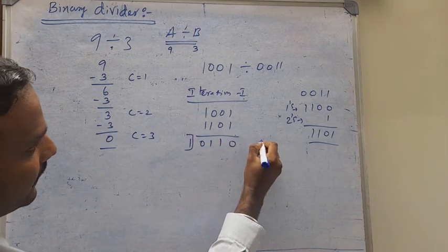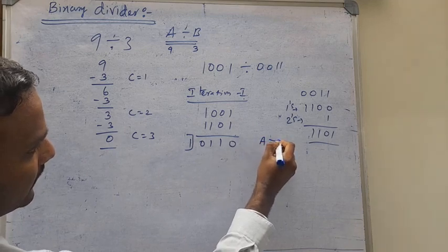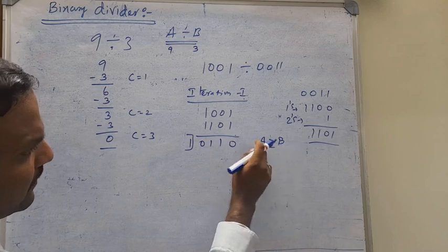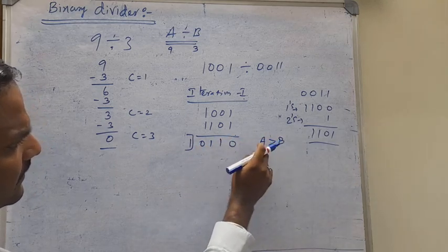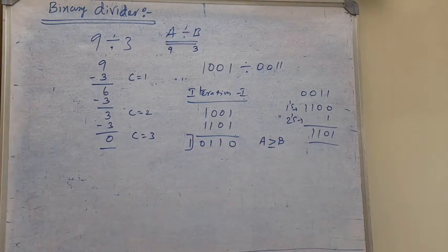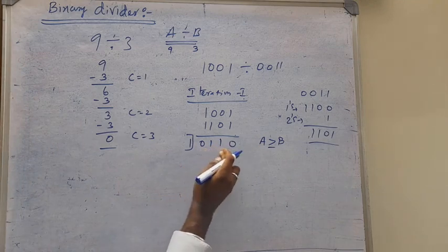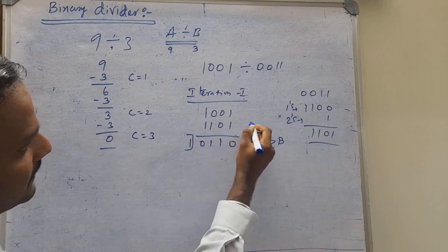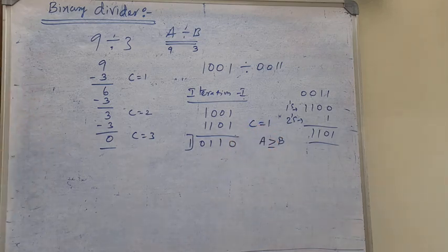So here A is greater than or equal to B. So A is greater than B at this point. So subtraction is again possible, because the value is 0110, which is 6, right? So here one time subtraction, so C is equal to 1, count number is equal to 1.